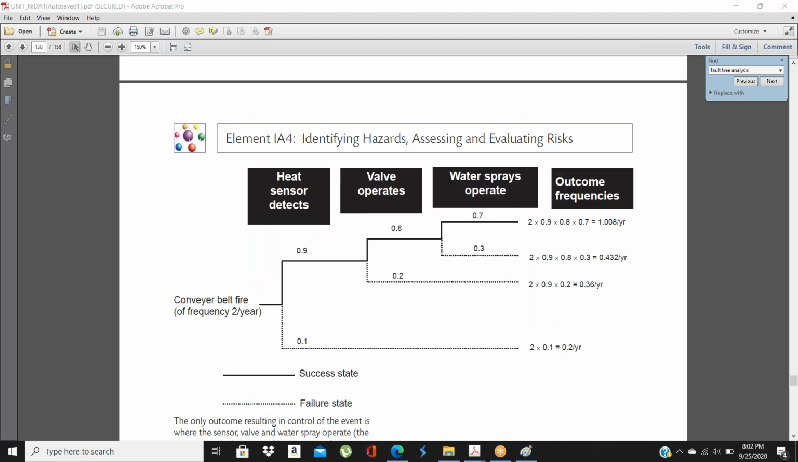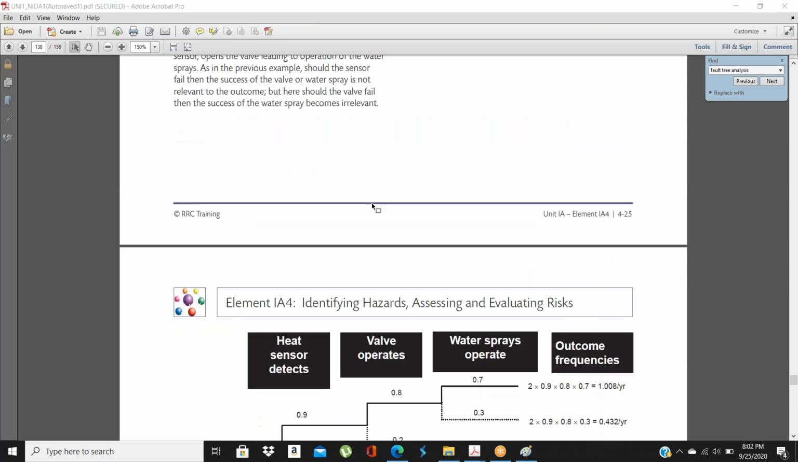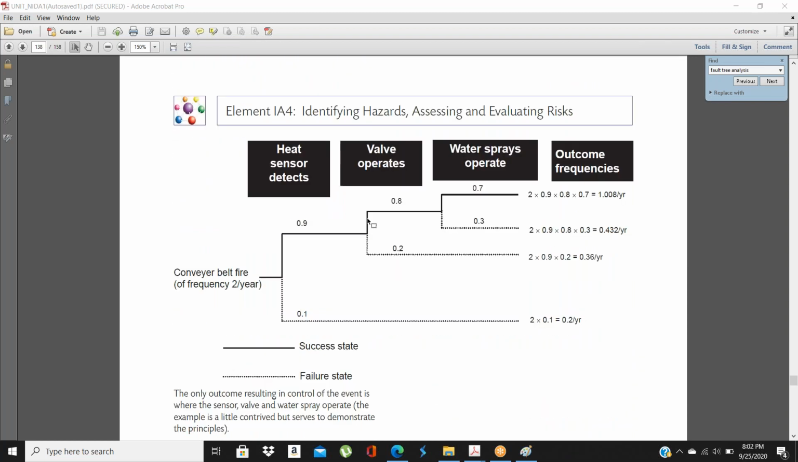This is another simple example for the heat detector system, but I think there's no need to discuss it. It's a simple system, a conveyor belt. The heat sensor works or not. If the heat sensor works, the probability is 0.9. If not, the probability of failure is 0.1.